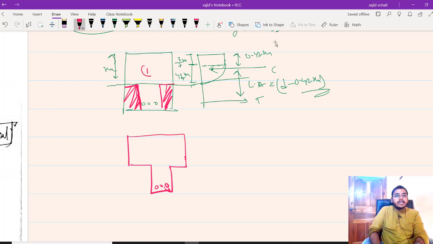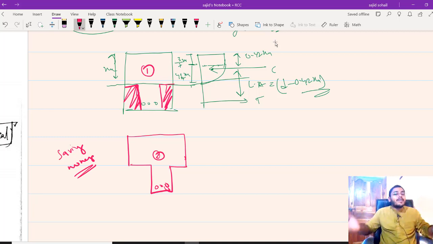Agreed or not? If this is case 1, if this is case 2, and I have reduced certain volume of concrete, what I am doing? I am saving money. Agreed or not? So that much money is saved for you. So everyone wants to save certain amount of money, right? Then why to waste concrete so much? You can save money by changing your rectangular beam into flanged beam. Okay, so this is the first case.